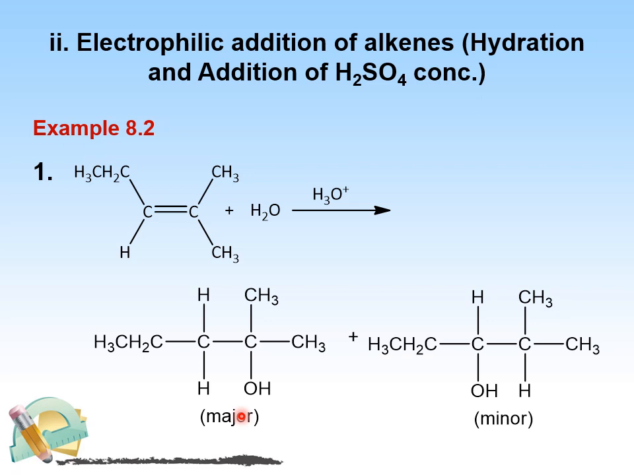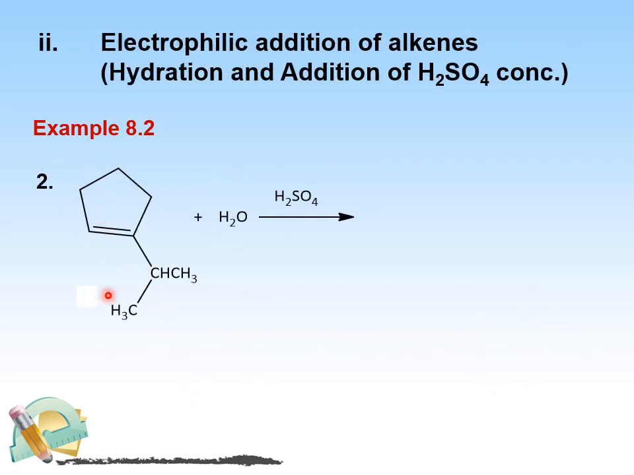So the major product is H attached to carbon which has H, whereas OH is attached to carbon that has no H. So this is the major product. And for minor, it's the other way around. OH is attached to the carbon that has hydrogen, and H is attached to the carbon that has no hydrogen.